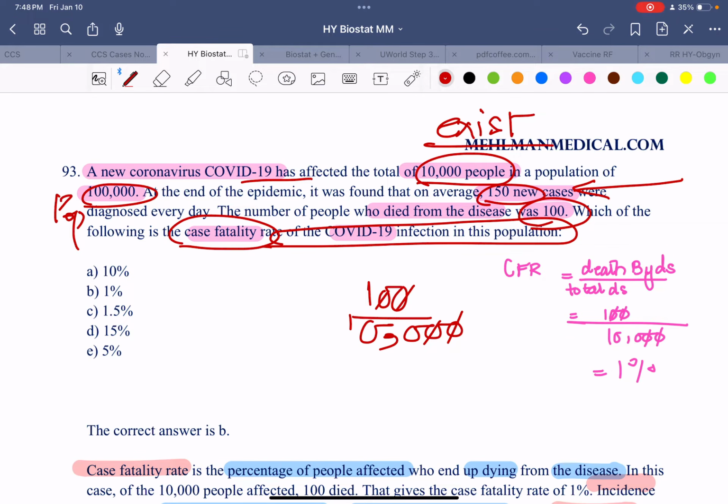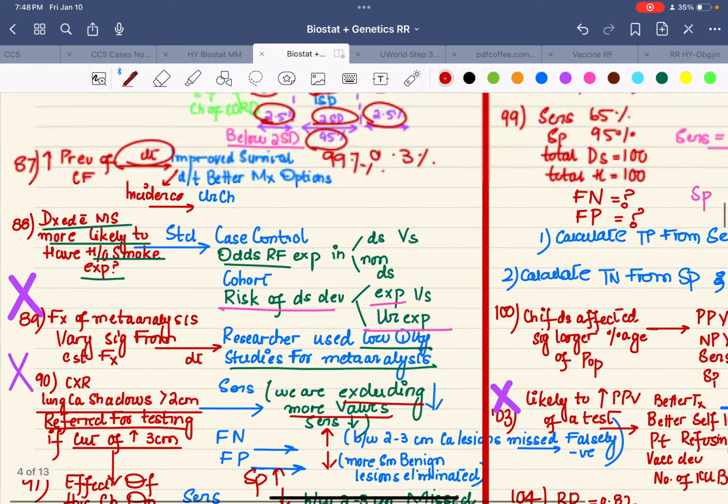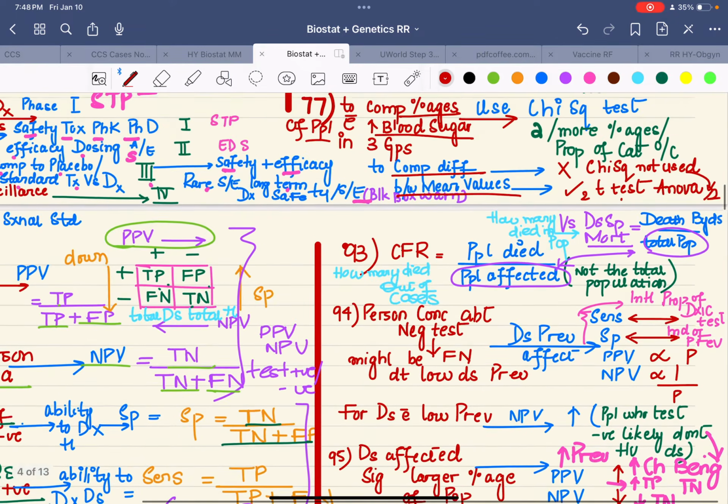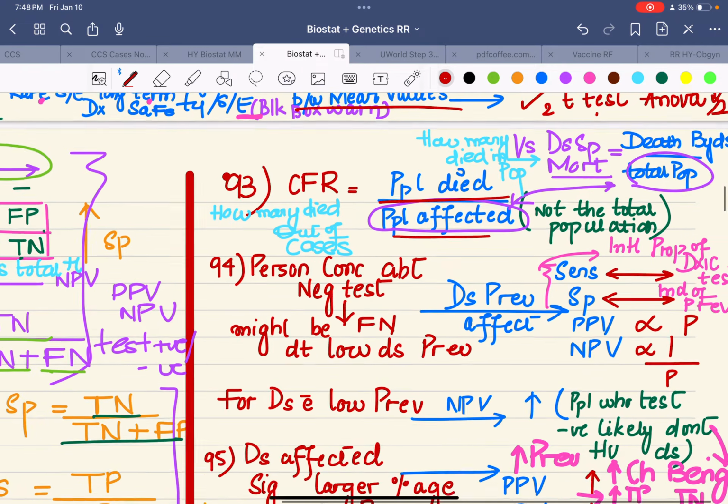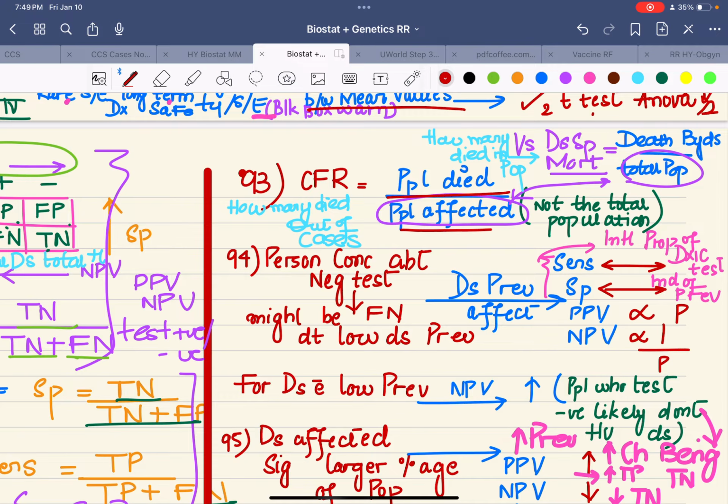Now if you know the formula for case fatality rate, it is equal to the deaths by that particular disease divided by the total number of people who have the disease, so that is 100 divided by 10,000, which comes to 1%. So correct answer is B. So case fatality rate can basically be calculated by dividing the people dying from that particular disease by the people affected by that particular disease.